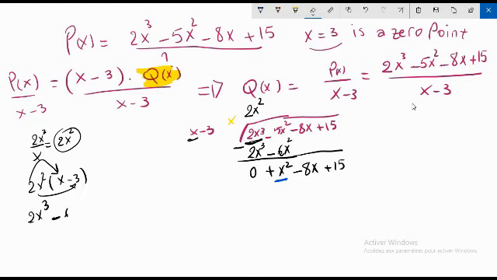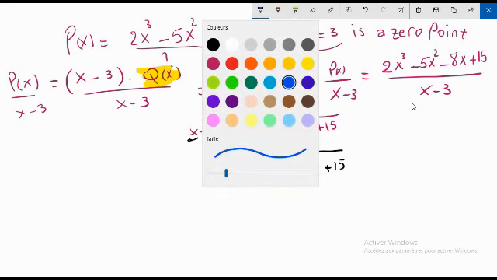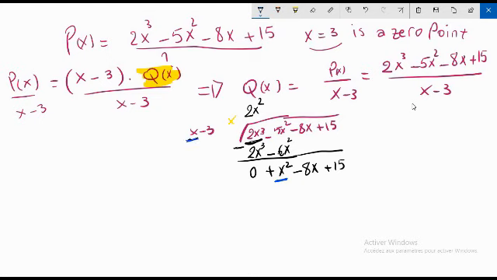divide it by the first member of this divisor. So you have x squared here divided by x is equal to x. So this is the quotient. I will write it here, plus x.